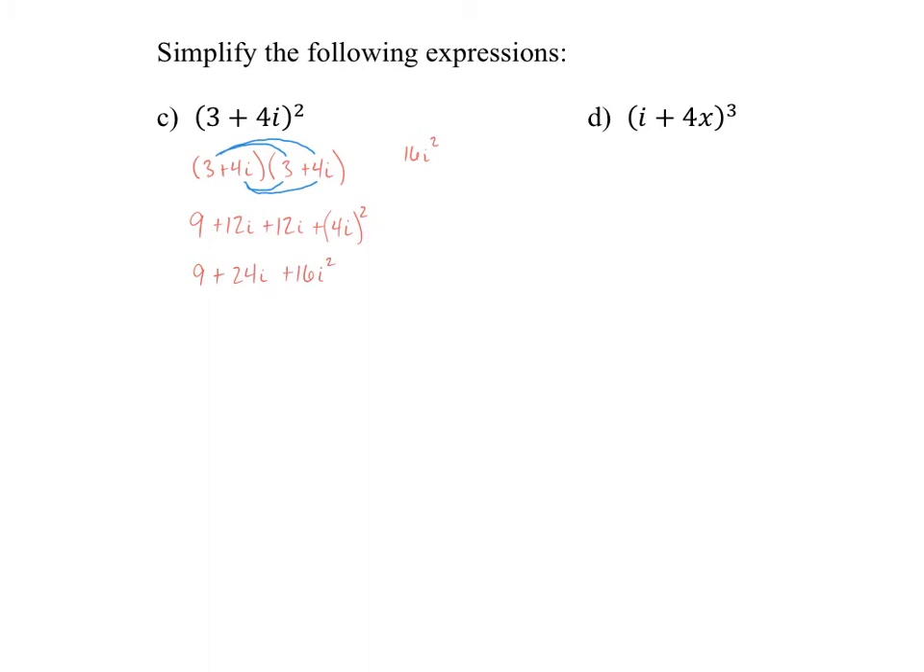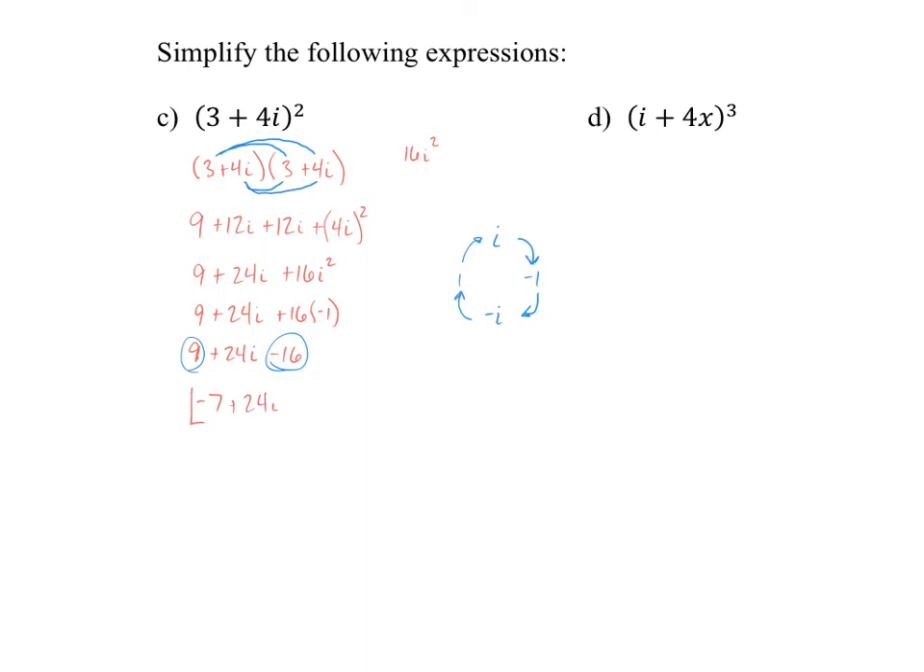And I'm not done. Because remember our i cycle? Our i cycle says that if I have i, that stays like that. But if I have i squared, it's -1. If I have i to the third, it's -i. If I have i to the fourth, it's 1, and we keep cycling. Well, right now I see an i squared. So I can replace that i squared with a -1, which means what I really have is 9 plus 24i minus 16, because 16 times -1 is -16. And then I can combine these two like terms, and 9 minus 16 is -7.